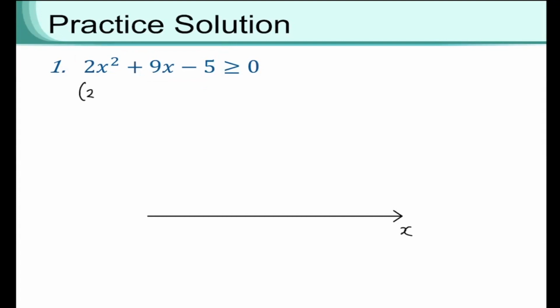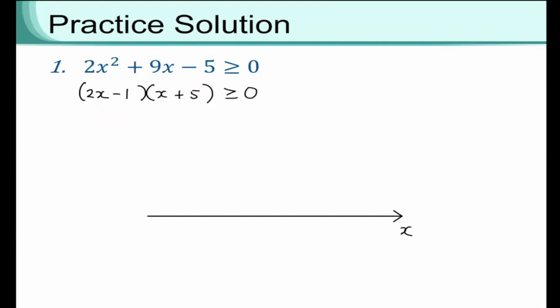This is just 2x, and then factoring by trial and error method, you have here plus 5 and then minus 1. And you can check the factorization by FOIL method. So you have here 2x times x, so that is 2x squared. And then 10x plus negative x, so that is 9x. And then negative 1 times 5 is equal to negative 5. So that is the correct factorization, greater than or equal to 0.